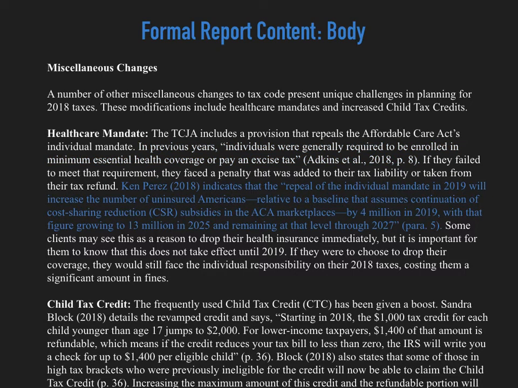Now let's read the second quotation. Ken Perez indicates that the repeal of the individual mandate in 2019 will increase the number of uninsured Americans, relative to a baseline that assumes continuation of cost-sharing reduction subsidies in the ACA marketplaces, by 4 million in 2019, with that figure growing to 13 million in 2025 and remaining at that level through 2027. This quotation is extremely long and fairly convoluted, indicating that we may want to paraphrase this information instead.